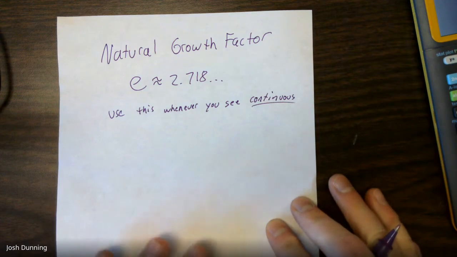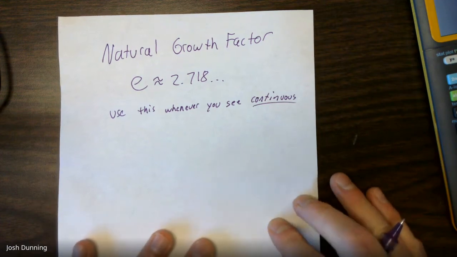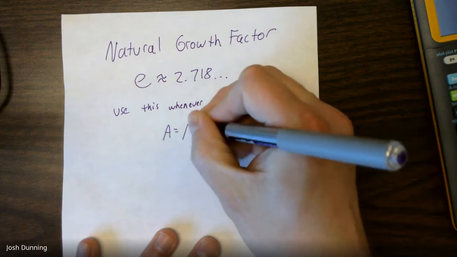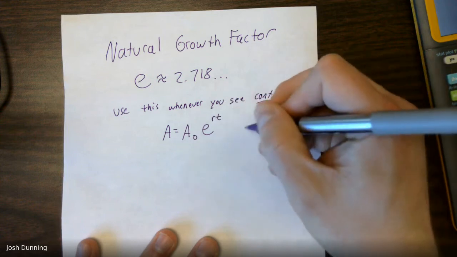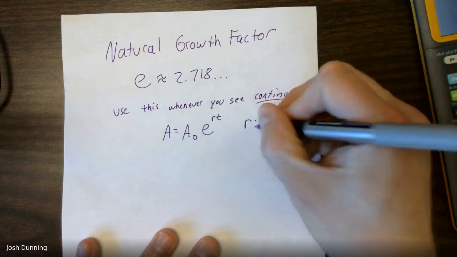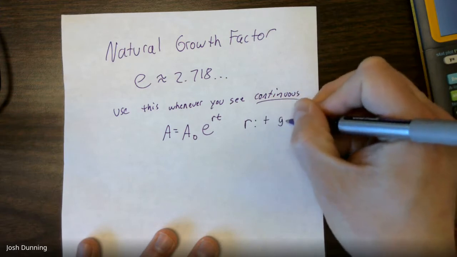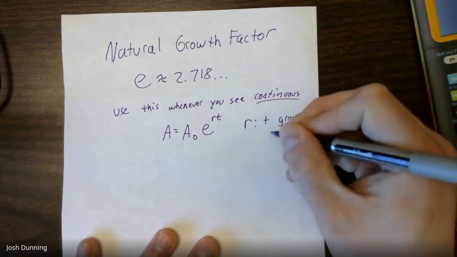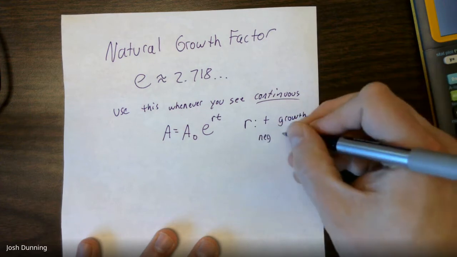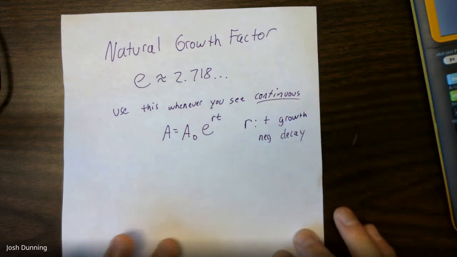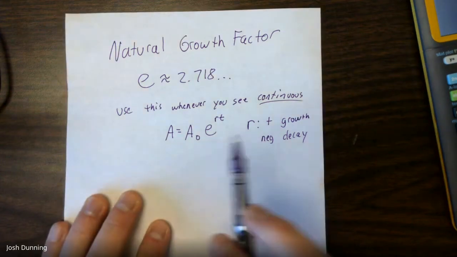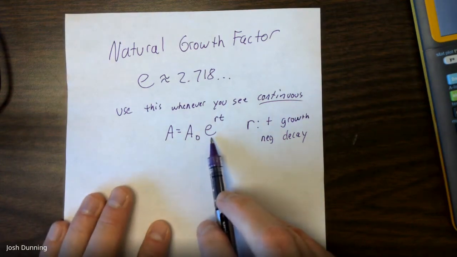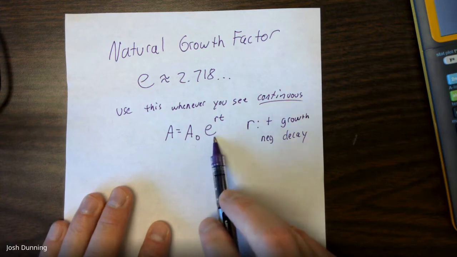And this changes that A0 times 1 plus or minus R formula to this. Your rate now is up in the exponent. And if it's growth, use a positive, and for negative is decay. So whenever we see the word continuous in the question, you do this. It just changes the 1 plus or minus R to the t power to that right there.